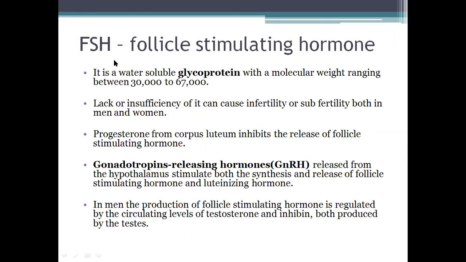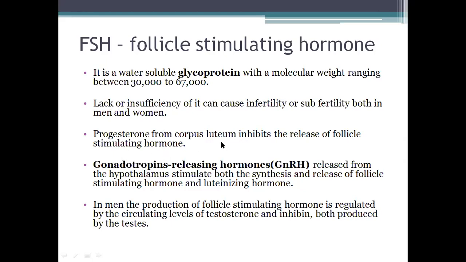Now, another important group of hormones: there are two important gonadotropins that are released by the anterior pituitary. One of them is the follicle stimulating hormone. This is a glycoprotein, which means the peptide chain is associated with carbohydrate molecules. Now, this is a very important hormone because lack or insufficient secretion of this hormone may result in infertility or subfertility. That's why, in both men and women, FSH is a very, very important hormone.